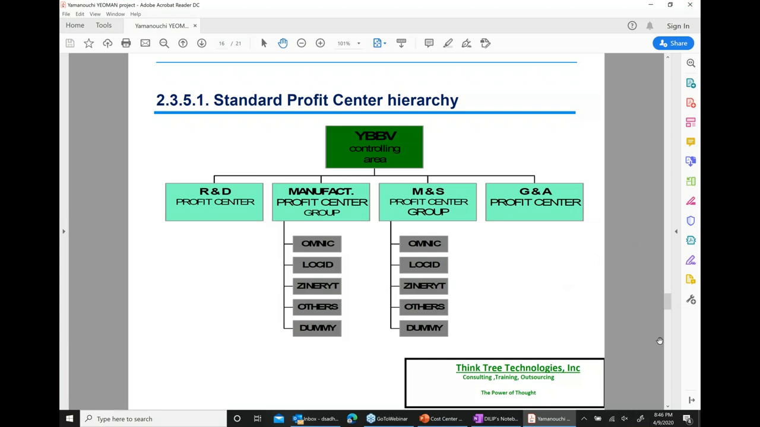Now here you can have a different profit center hierarchy. So you can have one profit center, second profit center, third profit center, fourth profit center. So there's one group, second group, third group. In this group, you have one profit center, a second profit center. In a similar way, you can have different profit centers, and these profit centers can go to a group, and these groups can be assigned to a controlling area. So this is a profit center hierarchy. So you can have a cost center hierarchy, and then you can have a profit center hierarchy.